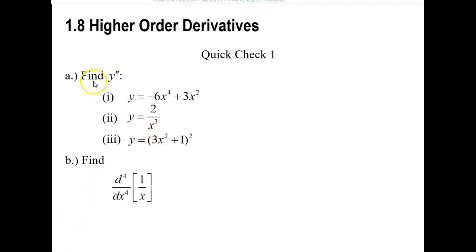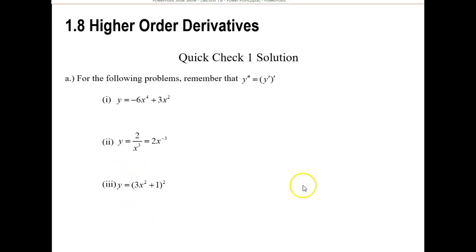All right, so here we're going to do a couple more examples on finding the second derivative. We're going to find the second derivative of all three of these functions, and then for this last one, we're going to find the fourth derivative. For the second derivative, we have to find the first derivative first, then we take the derivative of that to get our second.